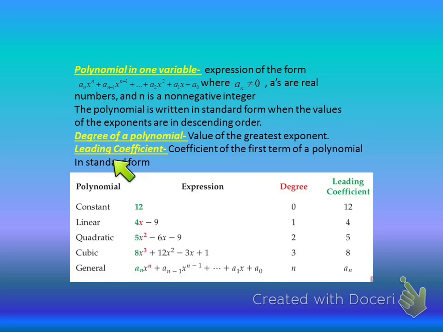The polynomial is written in standard form when the values of the exponents are in descending order. That's super important. So make sure, just like your homework from last night, it's one of the main reasons why I wanted you to keep it. That way you can go back this weekend and look at it. Make sure it goes down in descending order from the 5th to the 4th to the 3rd to the 2nd to the 1st, just like all the problems you did.